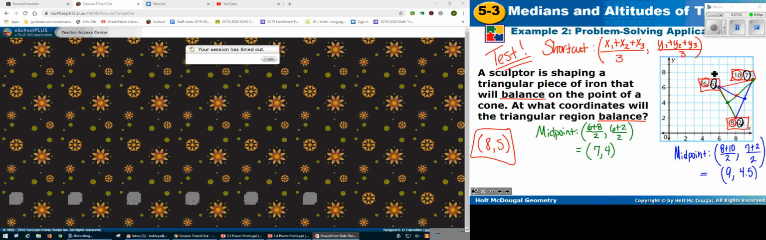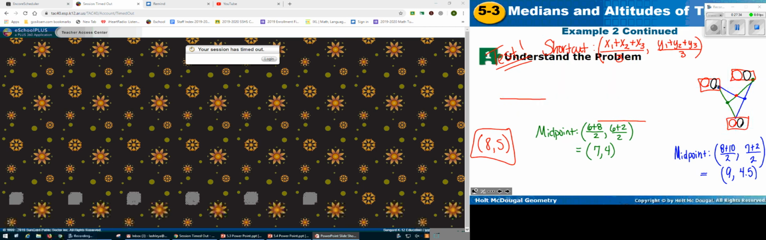Does not work for circumcenter. So if it's the circumcenter, you have to do like we did in the video that you watched, where you have to draw in at least 2 perpendicular bisectors and find out where they cross. Okay? All right.